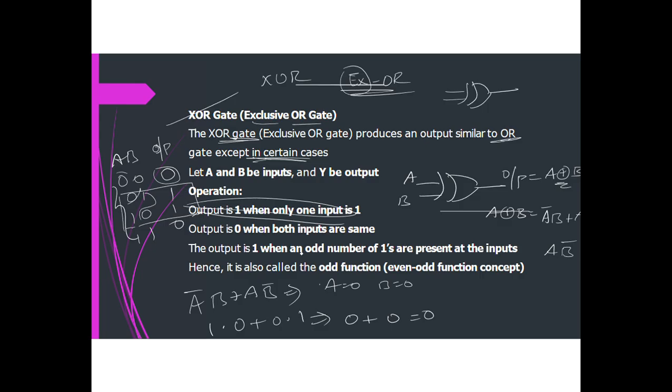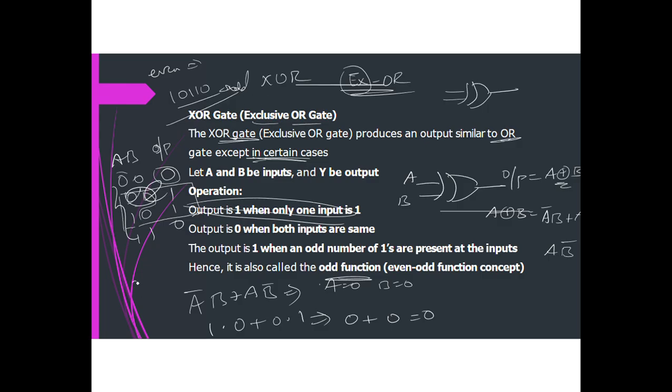The output is 1 when an odd number of ones are present at the input. Hence, it is also called an odd function. What is an even function and an odd function? I think we have already discussed it. In the given binary number, if there is an even number of ones, it is called an even function. If you have an odd number of ones, you can call it an odd function.